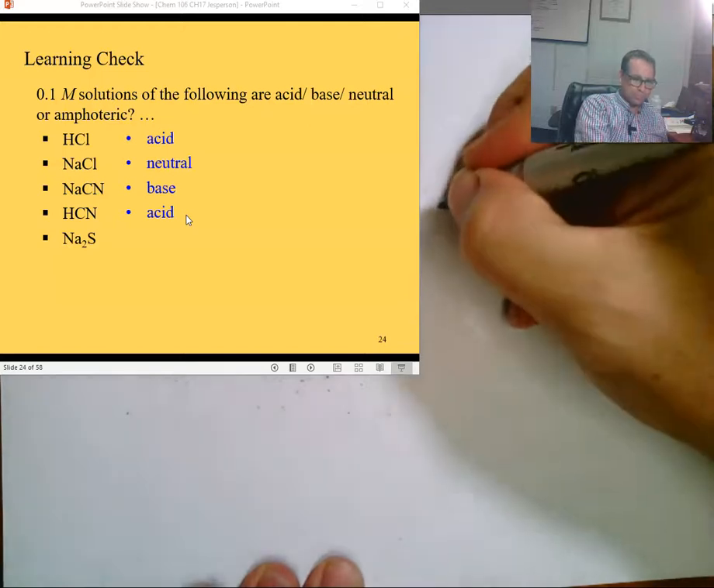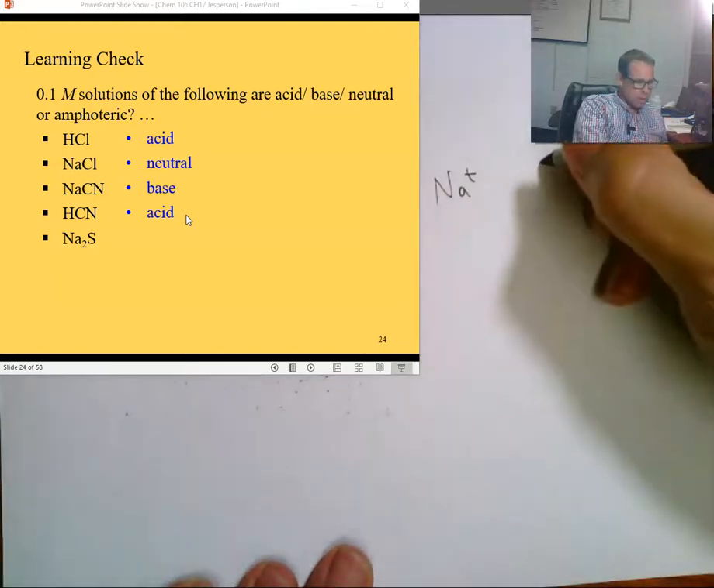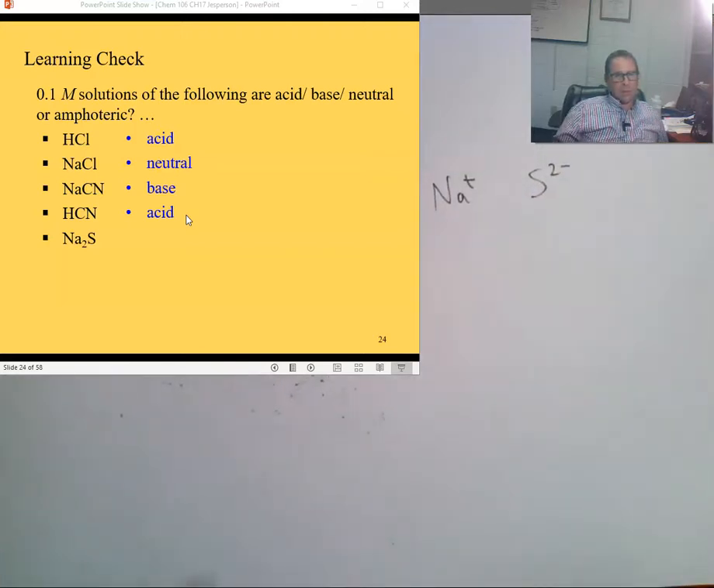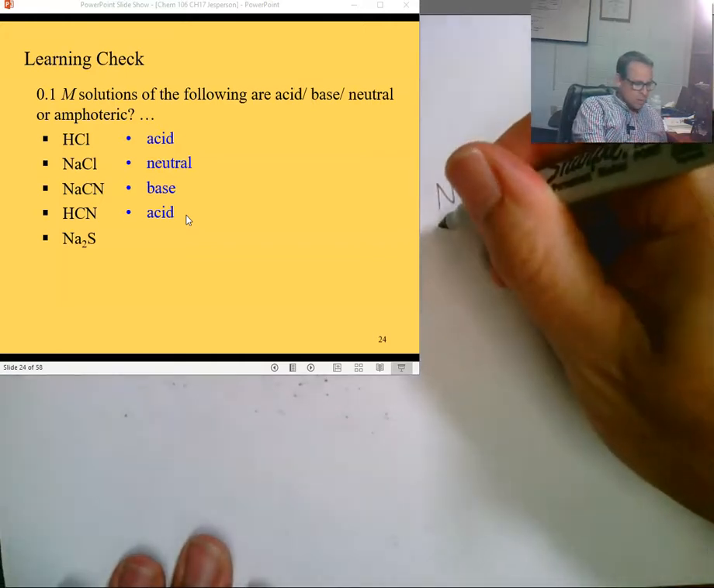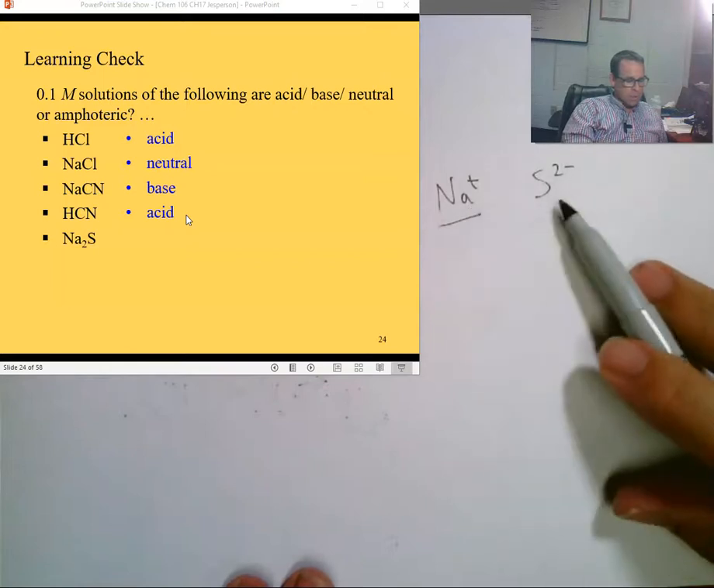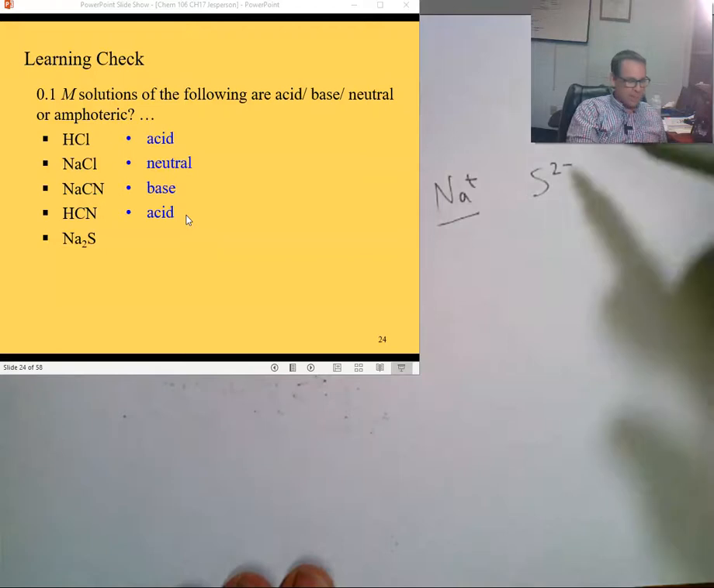Sodium ion and the sulfide ion, S2 minus. Now, do you think that sodium is going to alter the pH somehow? No, sodium's not going to affect it. That's right. We just went over that a couple times, and if you forgot, you can go back and take a look at the video to understand that. It's worth drawing out again, but only kind of.